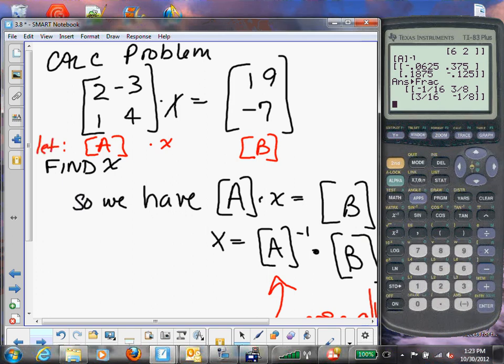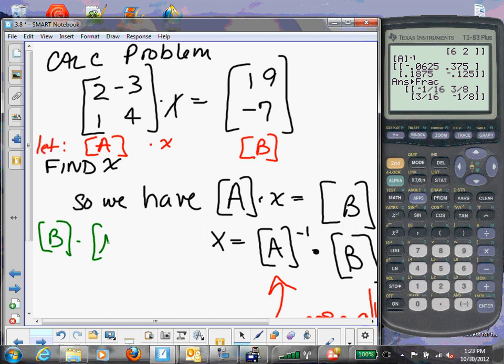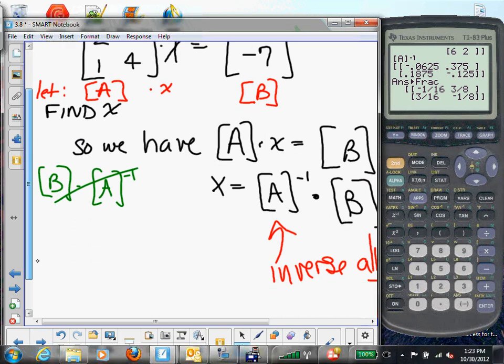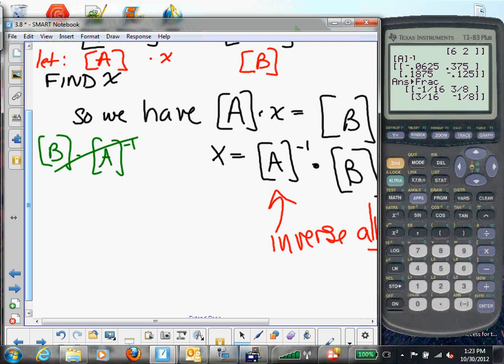In other words, do not give me B times A to the negative 1. That's not right. I need the A to the negative 1 to be first, and then the B matrix. It has to be in that order. The inverse that gets moved to the other side has to be your first matrix in that order. Okay? So I'm saying inverse always goes first.